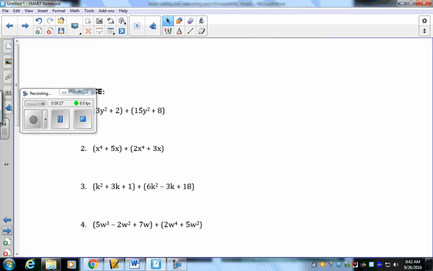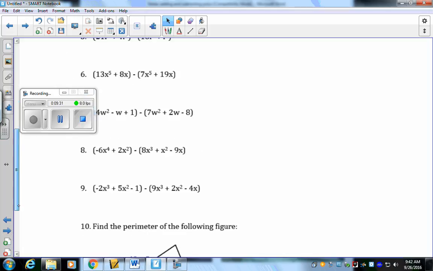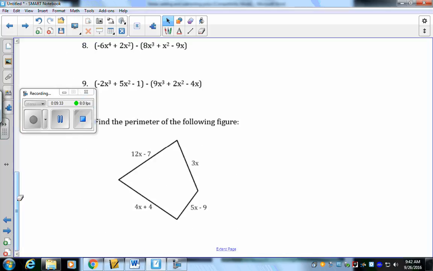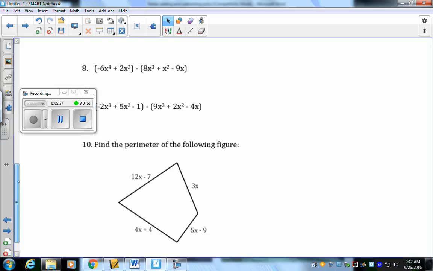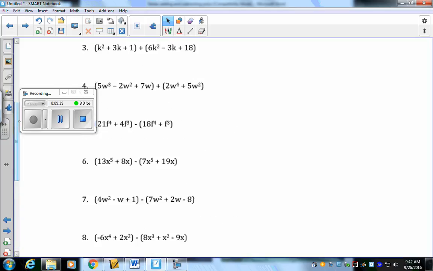All right, now please go ahead and work on this practice either by yourself or with a pal. Be careful on number 10, kind of applying what we're doing. Think about what it means to have a perimeter. When you are finished, there are answer keys where you can check your work.